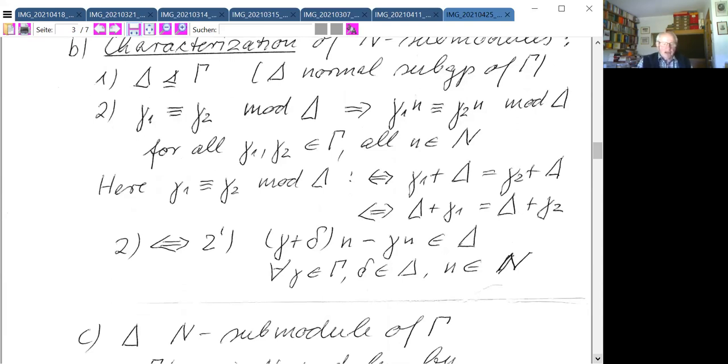Well, explanation: gamma 1 congruent gamma 2 means that the residue classes modulo delta are the same, left or right. We may reformulate this. This means that gamma plus delta n minus gamma n must be in delta. That's exactly the stability of this congruence modulo delta for all gamma, delta, n.